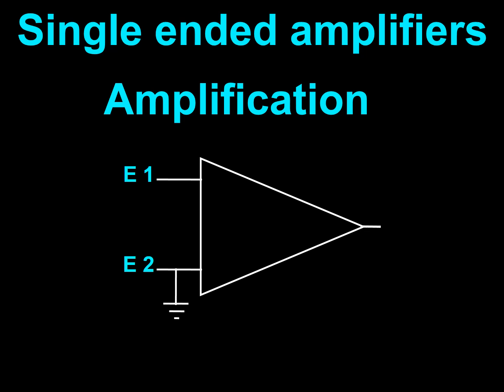I have labeled the input as E1 and E2. The E stands for electrode. V in indicates the voltage going in, and V out the voltage going out. The arrow in this frame points to the voltage going in.